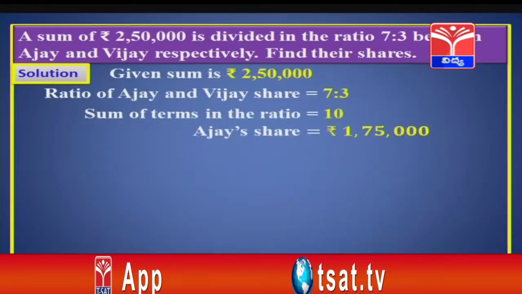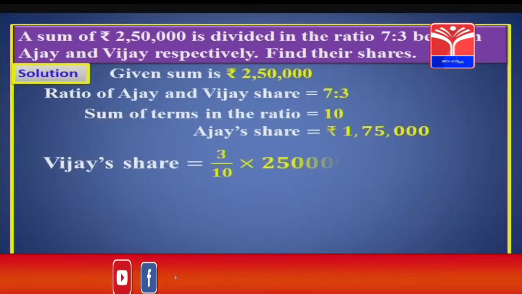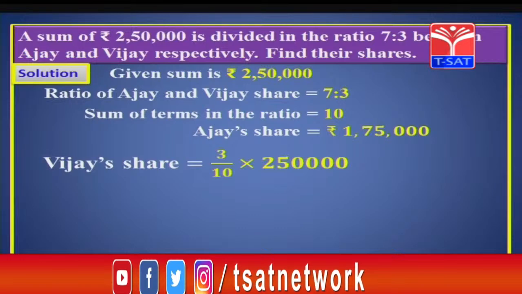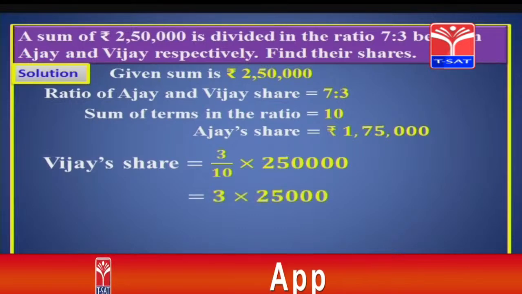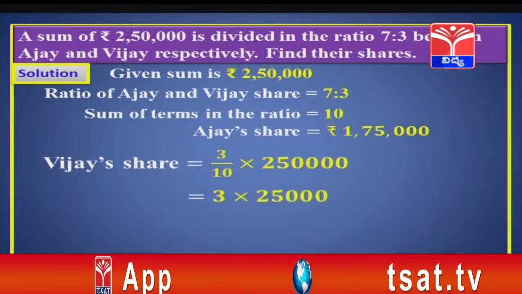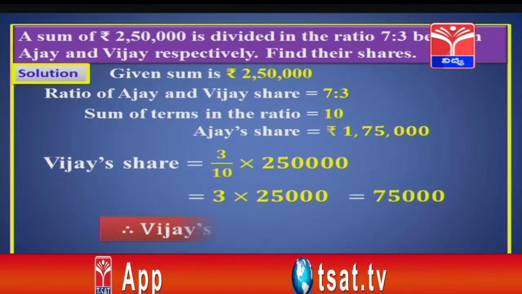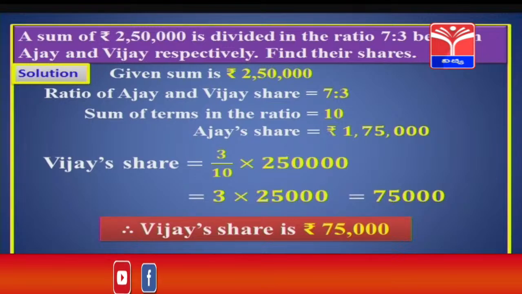So, what is Ajay's share, children? 1,75,000. Now, let us find out Vijay's share. So, Vijay's share is 3 out of 10 parts. So, 3 by 10 into 2,50,000. Again on simplification you get 3 into 25,000, which is 75,000. Hence, we can say Vijay's share is 75,000 rupees. Let us move on to our next problem.